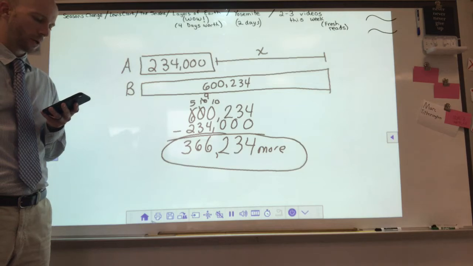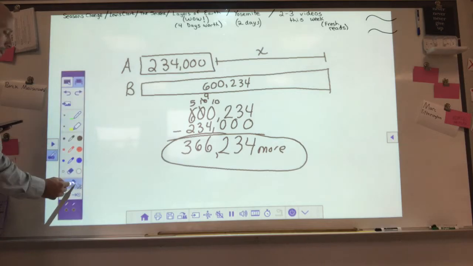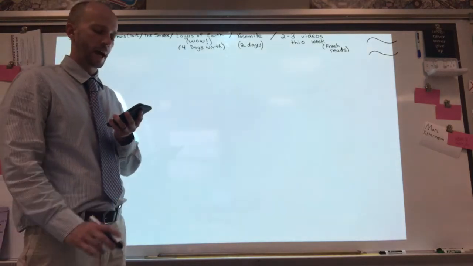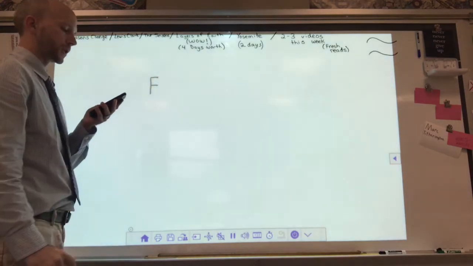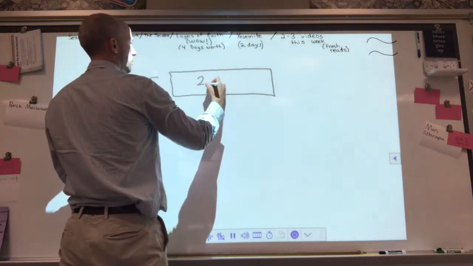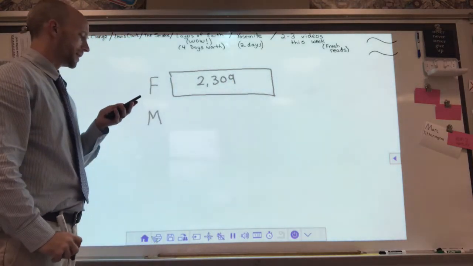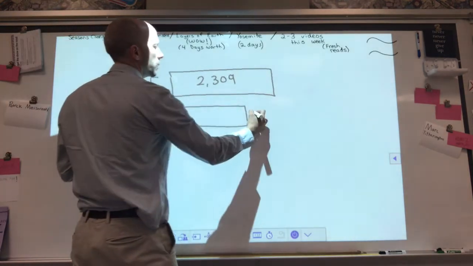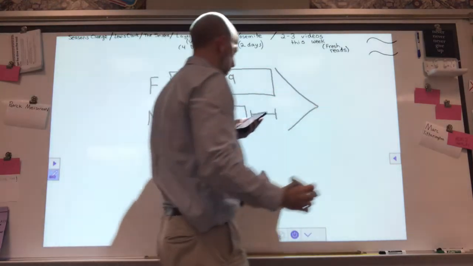Okay, so now we're going to go to our blue question, which is a little bit different. Okay, so it says a pair of cows weighed 4,559 kilograms together. The female, put an F for female, weighed 2,309 kilograms. So that's our known. We know how much the female weighs, 2,309. It then says how much more did the female weigh than the male. So we know the male is not going to be as large. We don't know by how much though.